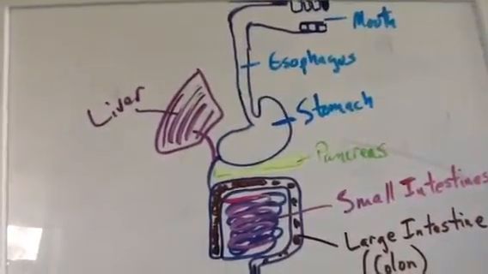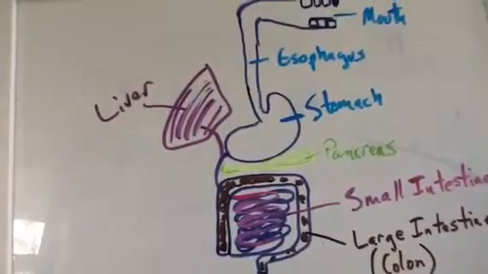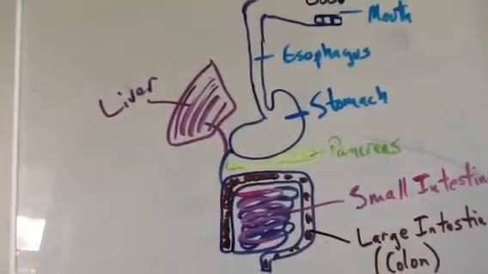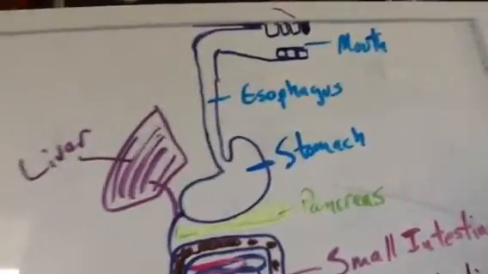Okay, folks, last question on the test. Describe key organs involved in the digestive tract and describe the role of each. Well, obviously, we start off with the mouth.